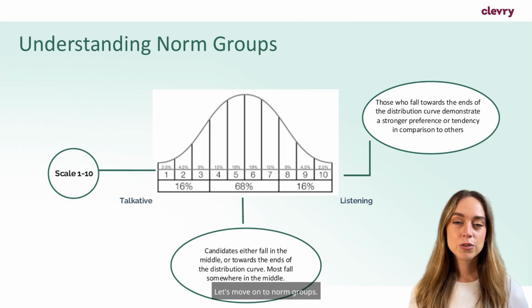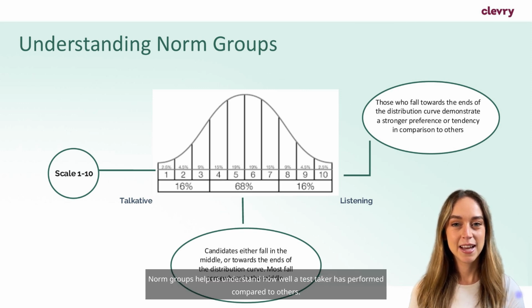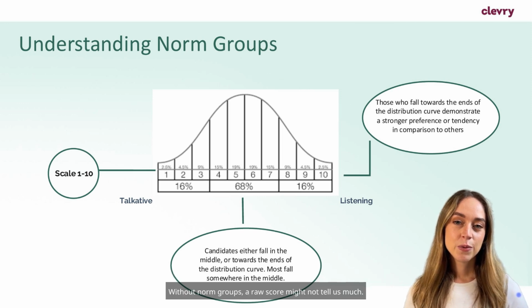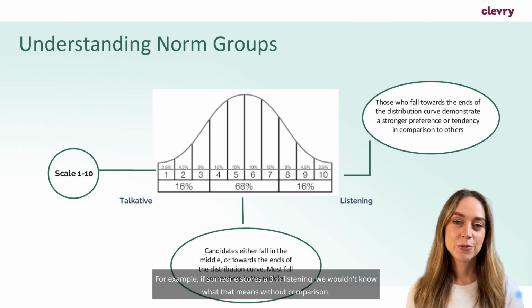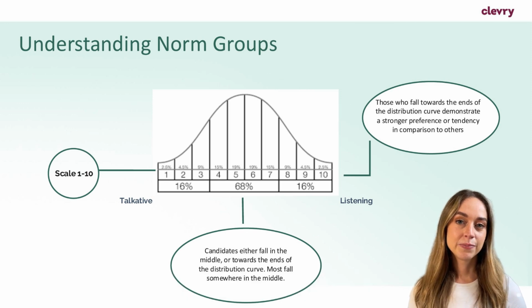Let's move on to norm groups. What are they and why do we use them? Norm groups help us understand how well a test taker has performed compared to others. Without norm groups, a raw score might not tell us much. For example, if someone scores a 3 in listening, we wouldn't know what that means without comparison.